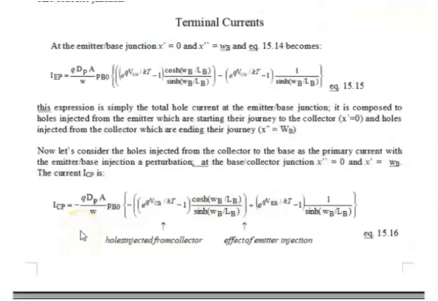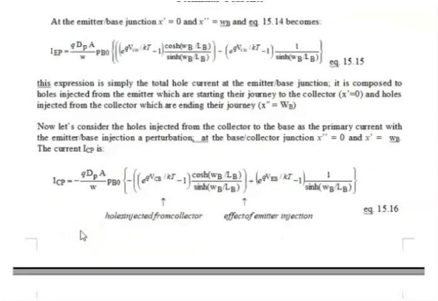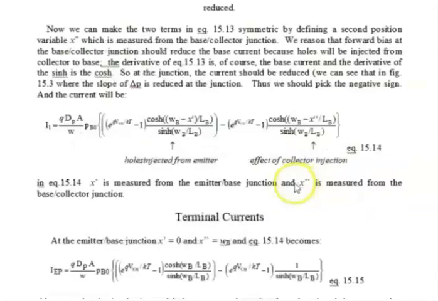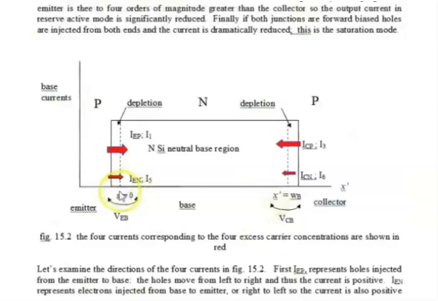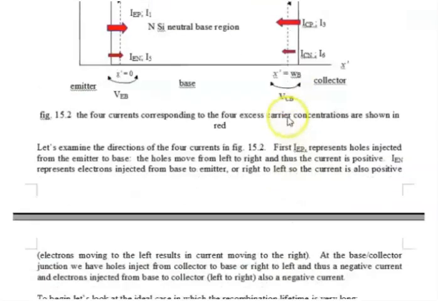We can do the same thing by just flipping it around and looking at what happens at the base collector junction. At the base collector junction, x double prime is 0 and x prime is WB. Let me just go all the way back here and make that clear again, because the first one, the IEP, is at this point, x prime equals 0, x double prime equals WB. At this point here, x prime equals WB, and x double prime equals 0.